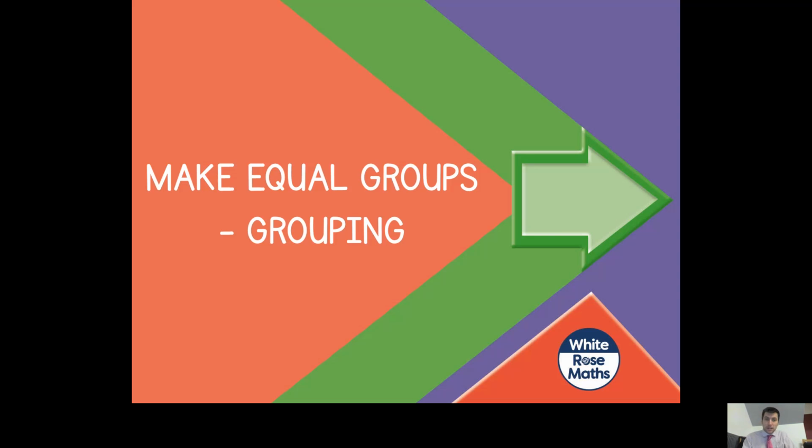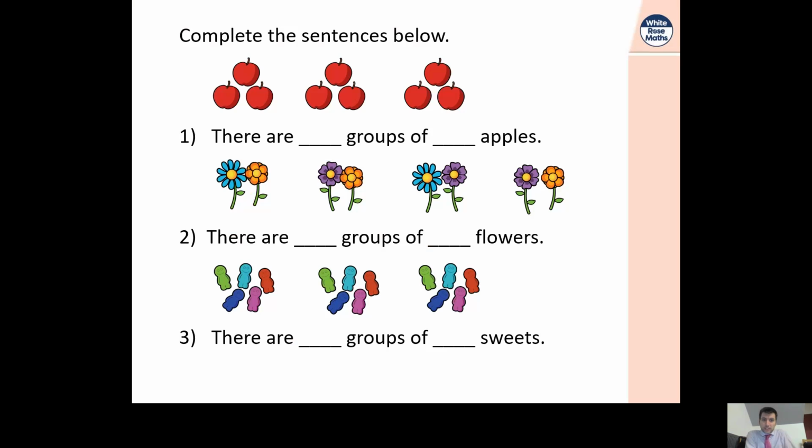Okay, now within these three sentences at the moment, you can see there's different groups of apples, flowers and sweets. So with this first sentence, if I were completing that, I'd say there are 3 groups of 3 apples. I'd like you to take a minute and try and fill the sentences in for the flowers and for the sweets now, please.